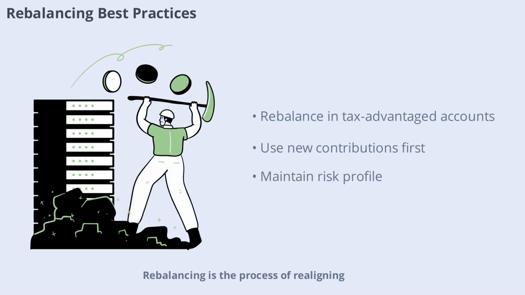Rebalancing is the process of realigning your portfolio to its original allocation. Do this primarily in tax-advantaged accounts to avoid capital gains taxes. As your portfolio grows, you may need to rebalance more frequently, especially if market movements cause your allocations to drift. Use new contributions, distributions, and as a last resort, asset sales to maintain balance. Remember, the goal is to keep your risk and return profile consistent over time.